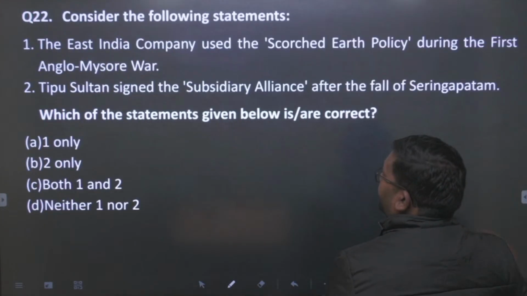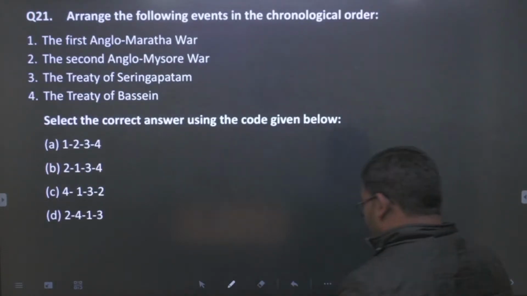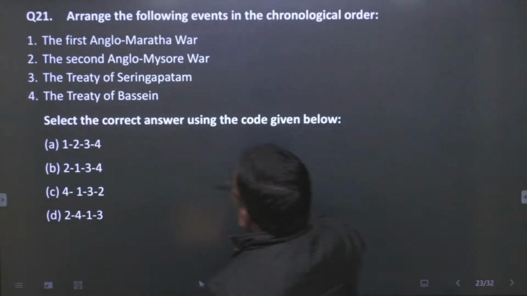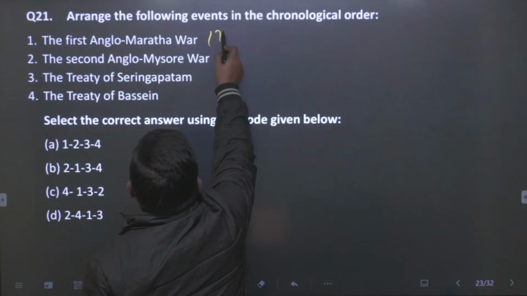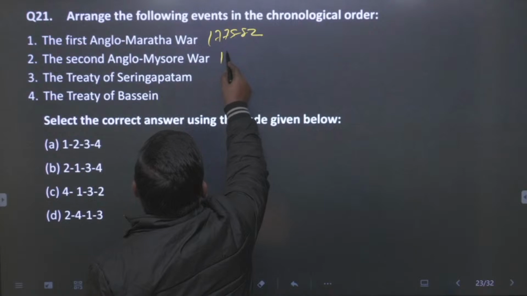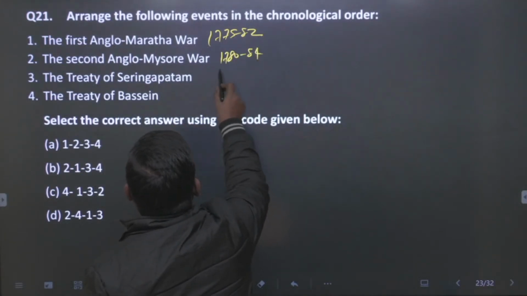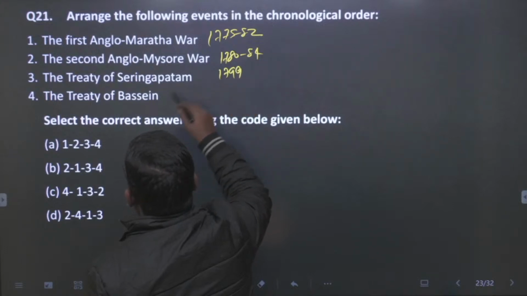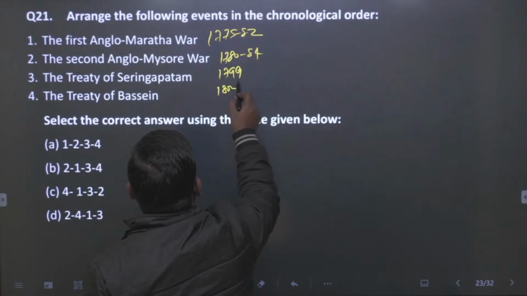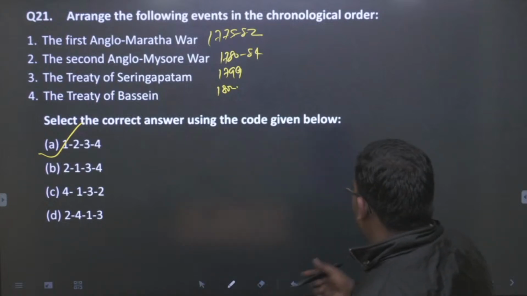Okay, students, in question number 21, arrange the following events in chronological order. First, Anglo-Maratha War, 1775 to 82. Second, Anglo-Mysore War, 1780 to 84. Third, Treaty of Srirangapatnam, 1799. Fourth, Treaty of Versailles, 1802. So 1, 2, 3, 4 will be the answer to this question.